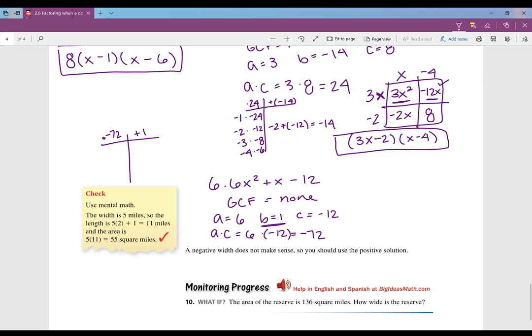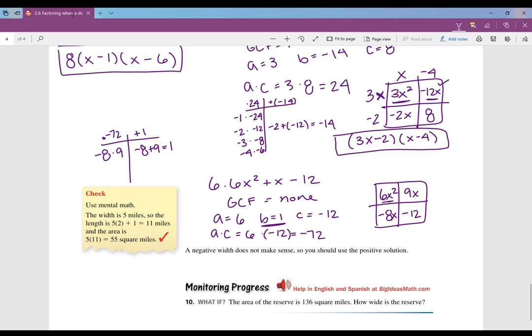That's our b value. Now, there's a few things that multiply to negative 72, but the one we're looking for is negative 8 times 9. Negative 8 times 9 will multiply to negative 72, and negative 8 plus 9 will be 1. So when we make our box, we're going to have 6x squared and negative 12, and then in our two boxes left, we have negative 8x and 9x.